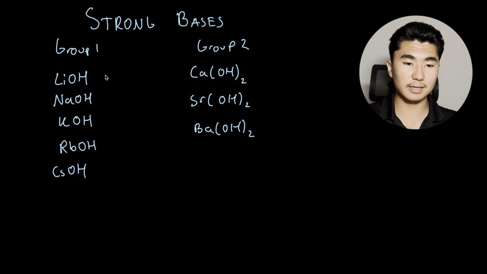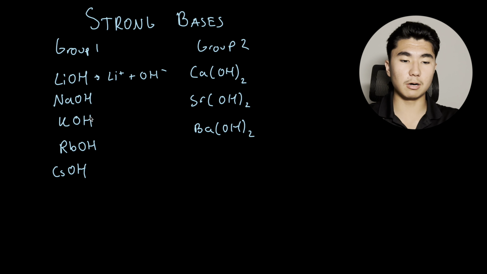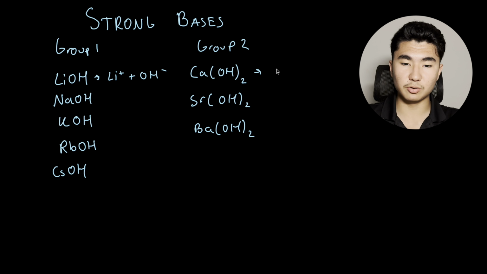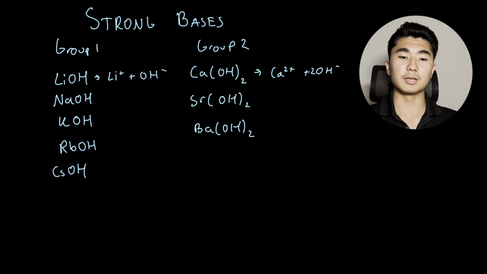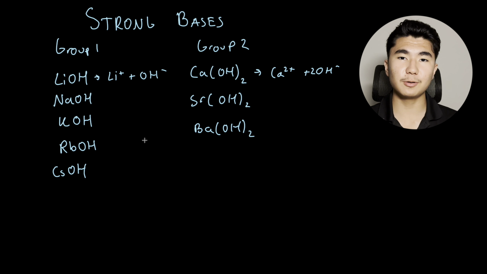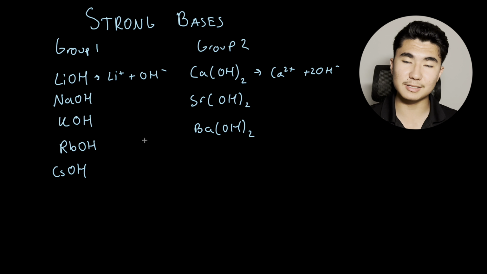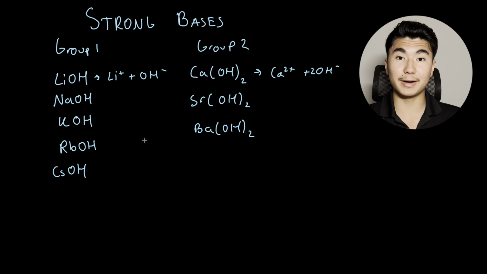And what these ionize to is Li plus and OH minus. And these are all just going to be the same but with a different element, not just Li. And over here it's going to be Ca2 plus and 2 OH minus. Same thing for all of these. And like I said, you just have to memorize these strong acids and also the strong bases. Hopefully that helps you understand pH, pOH, strong acids, strong bases, as well as understanding auto-ionization of water.